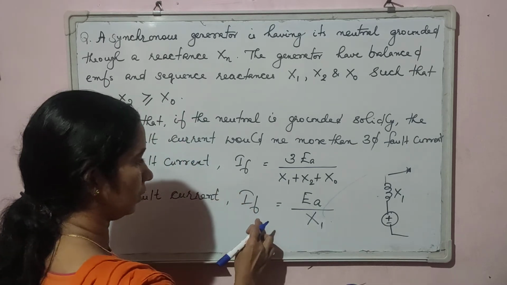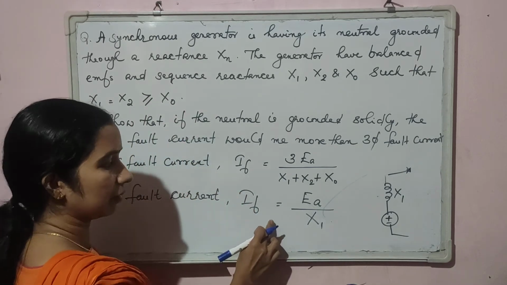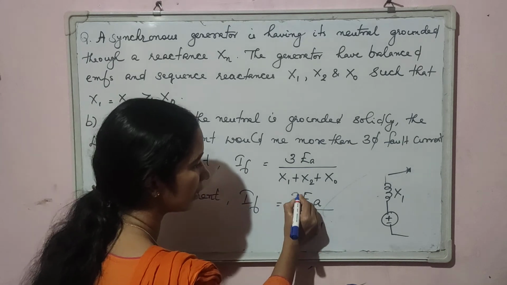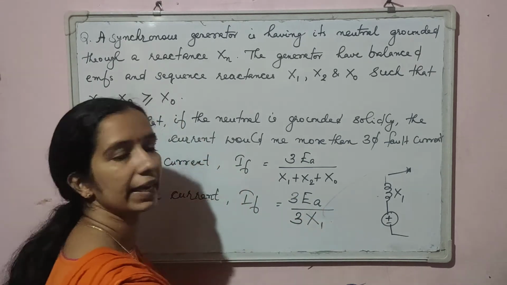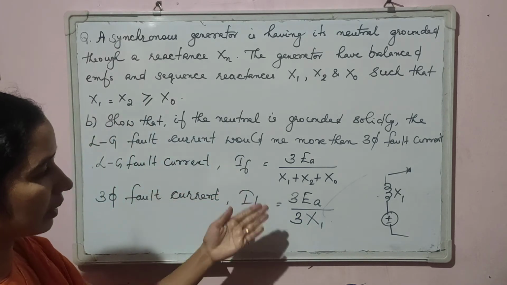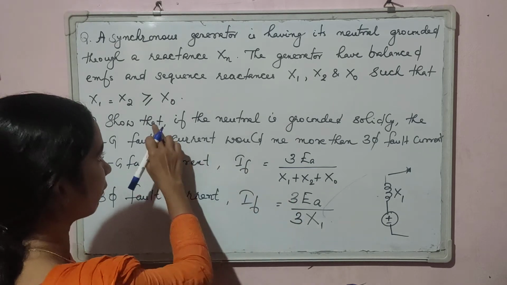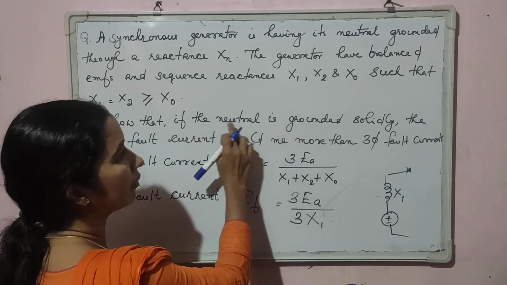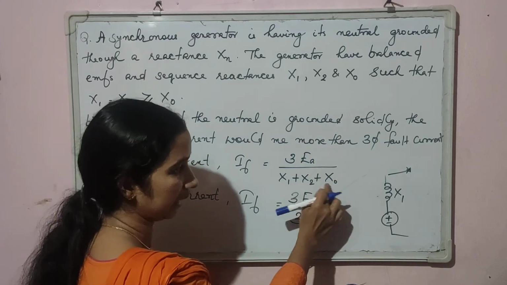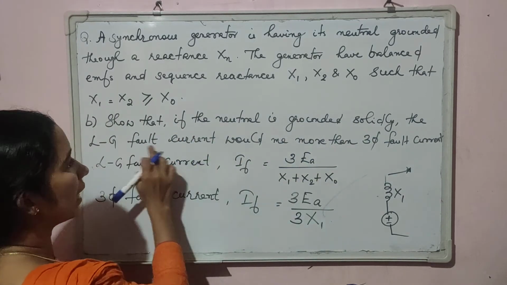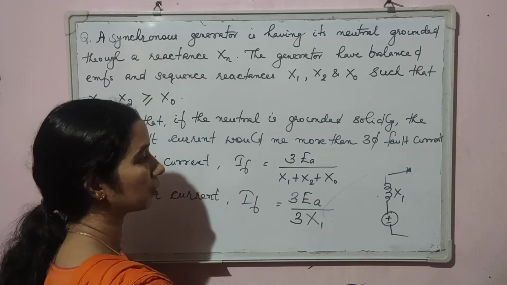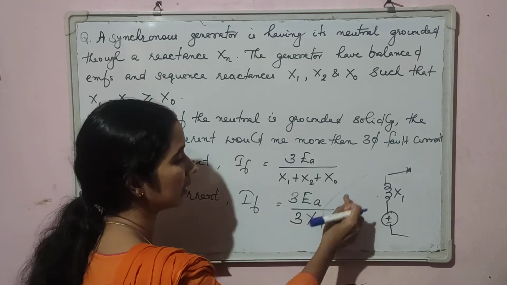Now, for a 3-phase fault, the current is equal to EA divided by X1. This can be written as 3 times EA divided by 3X1. Now let us compare both the equations. We have to show that if the neutral is solidly grounded, which is the case we have considered here, the LG fault current would be more than the 3-phase fault current. So we have to show that this current is more than this current.